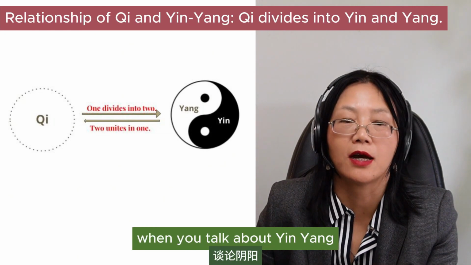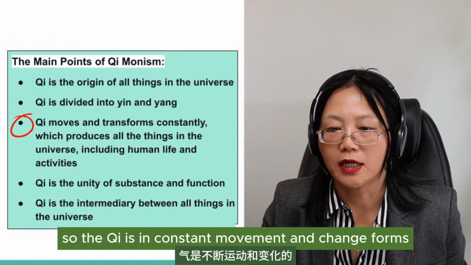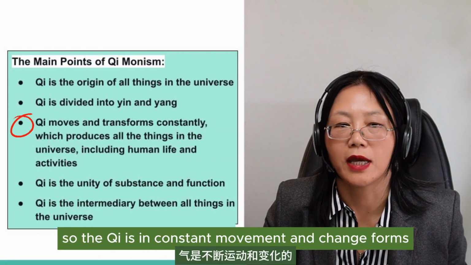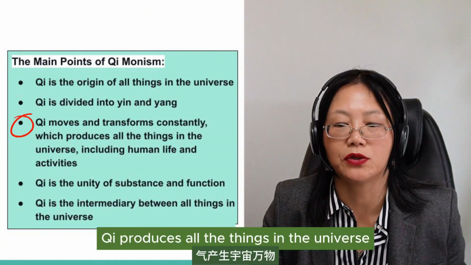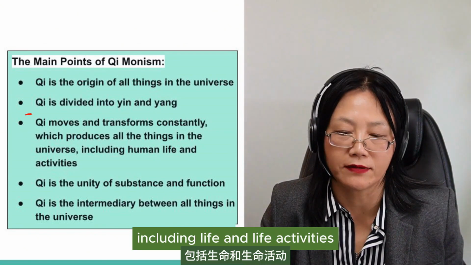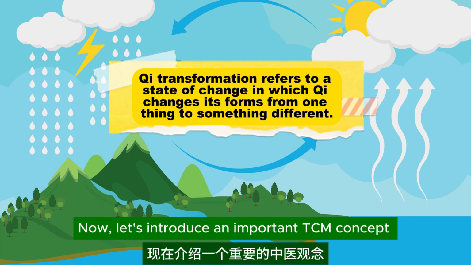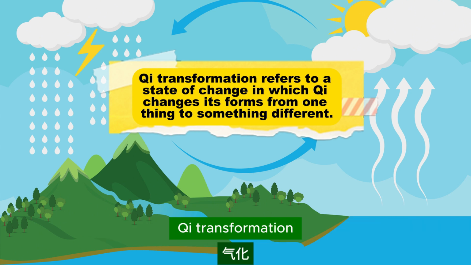When you talk about yin yang, you're talking about the yin qi and the yang qi. The qi is in constant movement and changes forms. Qi produces all the things in the universe, including life and life activities. Qi transformation. Now, let's introduce an important TCM concept, Qi transformation.